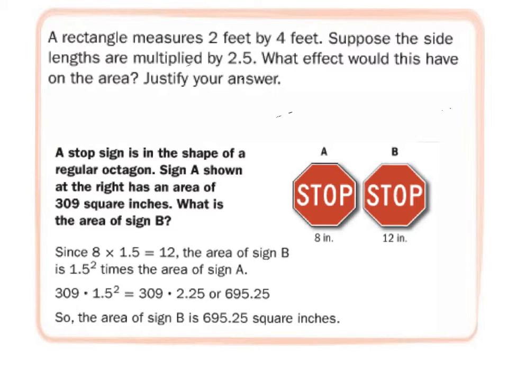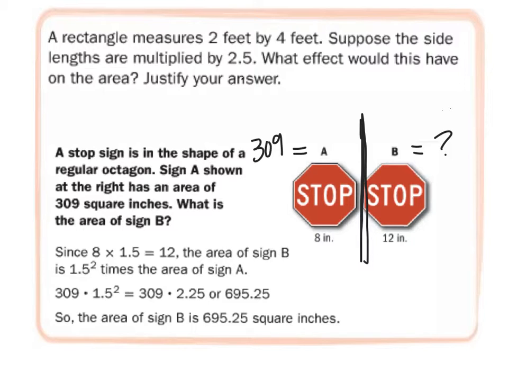Okay, let's do the stop signs problem now that I'm done erasing. Okay, so a stop sign is in the shape of a regular octagon. As we know, an octagon has 8 sides. Okay. Sign A, shown at the right, has an area of 309 square inches. So let's look. Let's cut these two in half. This one equals 309. What is the area of sign B? So this one, I don't know.